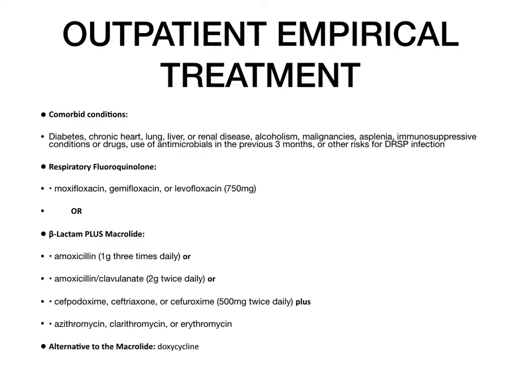Or if you don't want to treat them with a respiratory fluoroquinolone, you can treat them with a beta-lactam plus a macrolide. Preferred beta-lactams at this stage will be amoxicillin, amoxicillin-clavulanate, cefpodoxime, ceftriaxone, or cefuroxime. The macrolide will be azithromycin, clarithromycin, or erythromycin. The alternative to a macrolide is doxycycline.